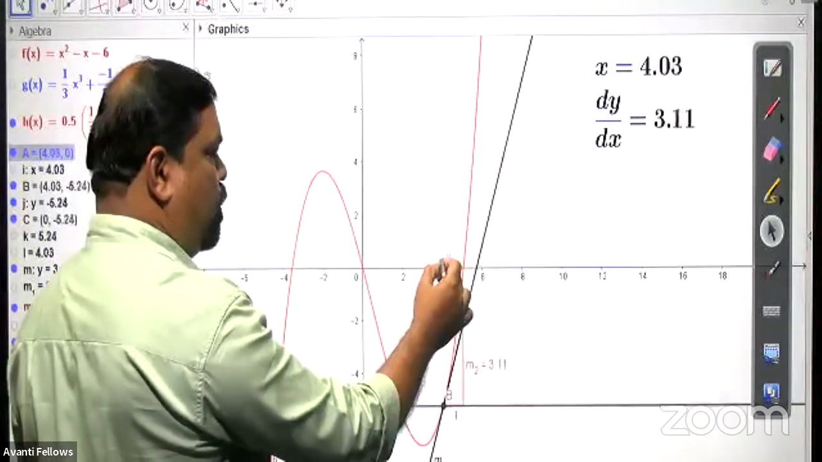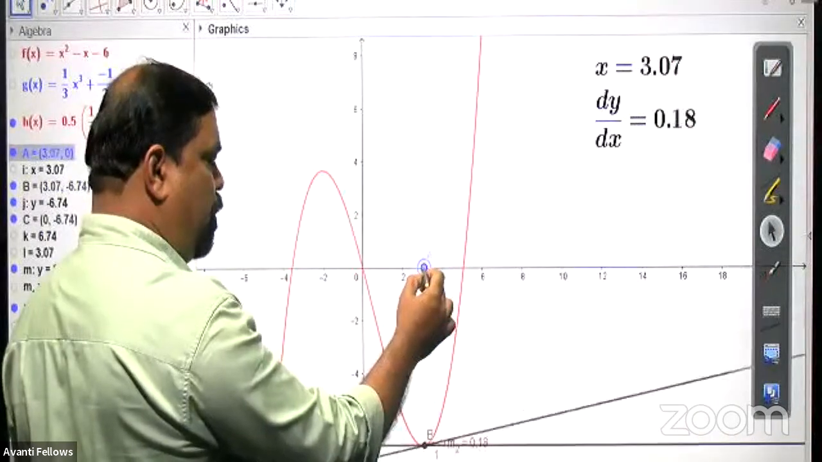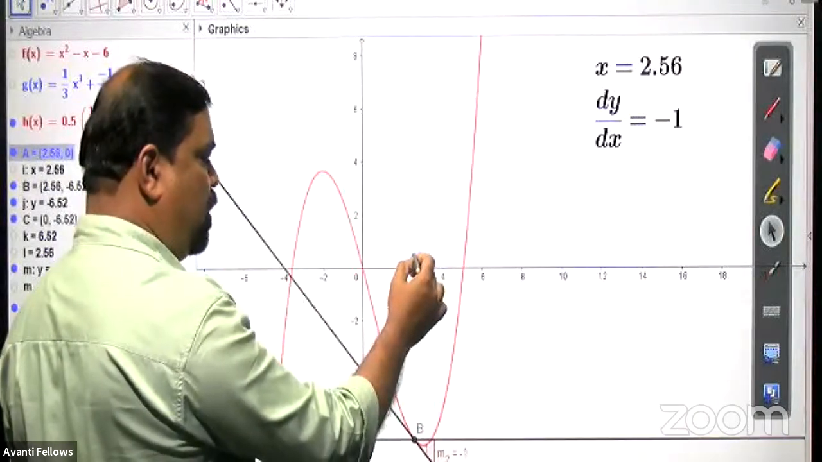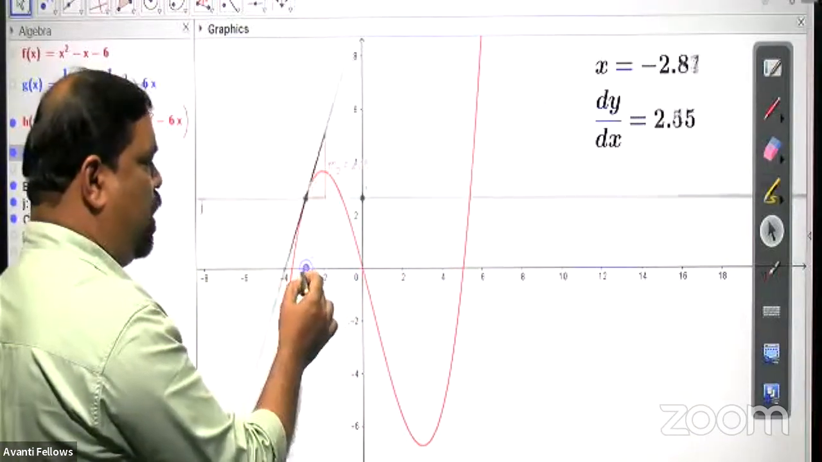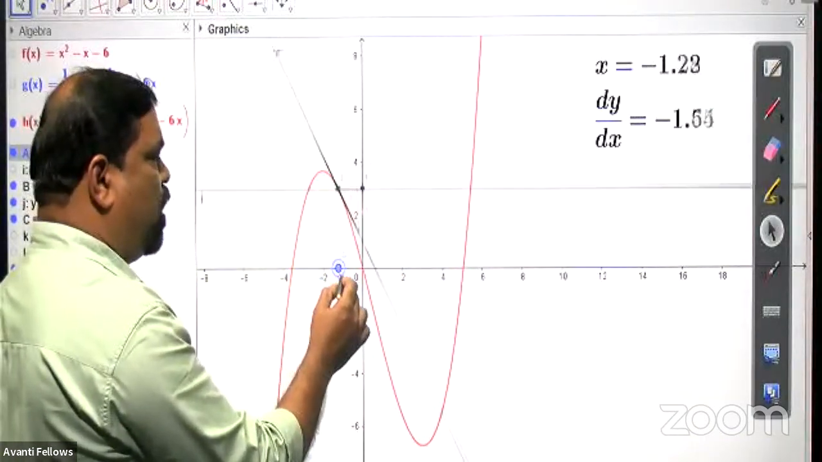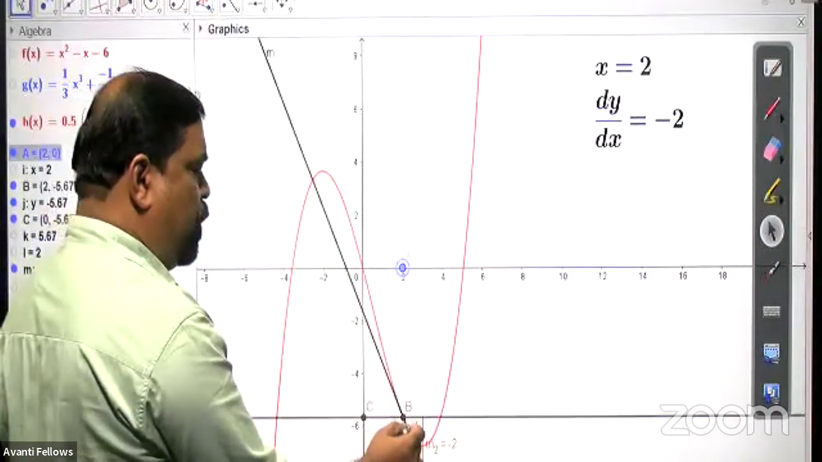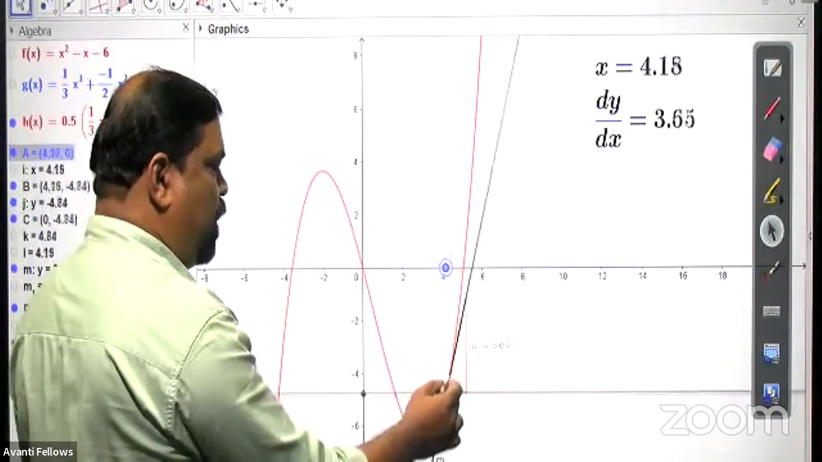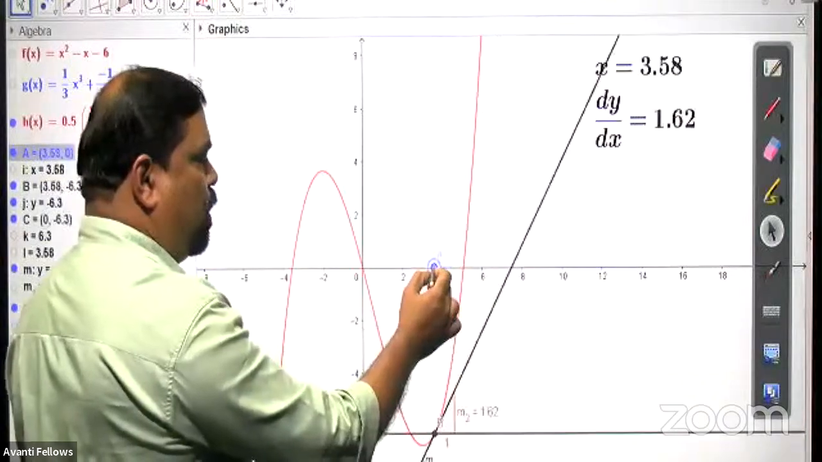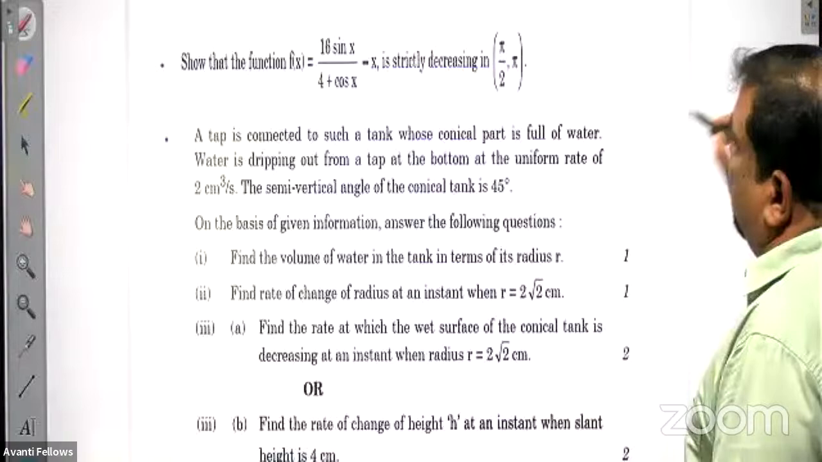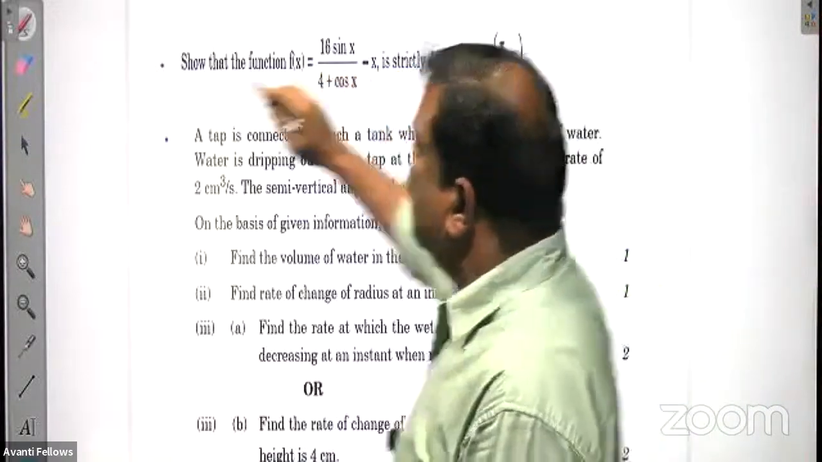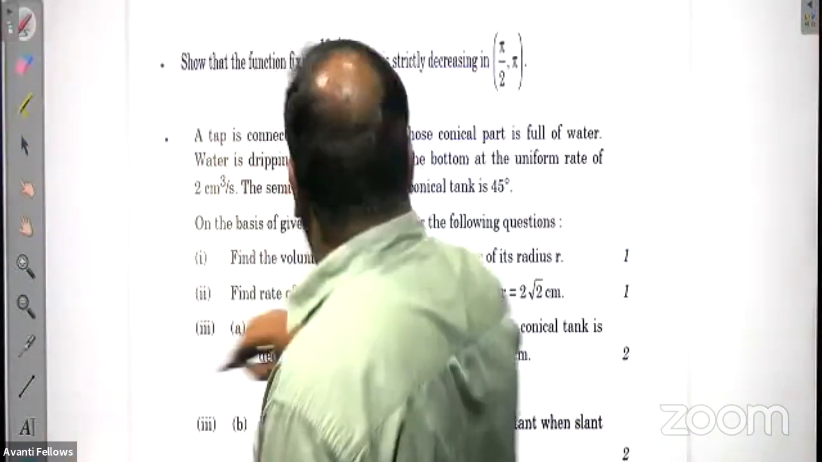This is the way we identify the intervals where the function is increasing and where it is decreasing. So this point you have to remember. I am just showing this to help understand the concept. This is the idea we have to use to determine whether a function is increasing or decreasing.